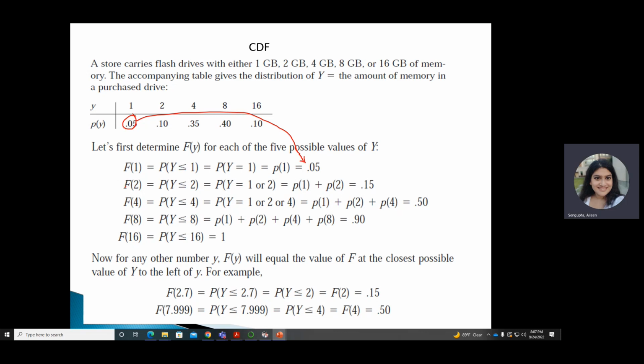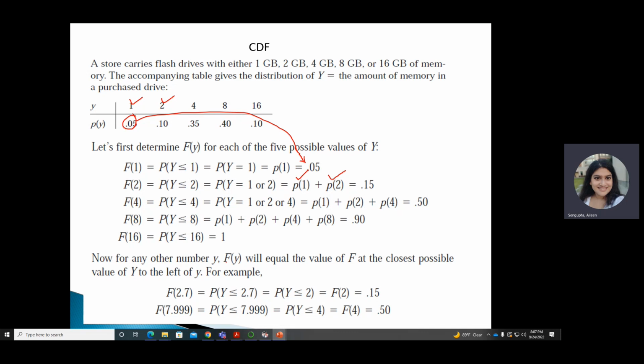So again, F of 2. Now F of 2 is basically, it can be F of 2 or it can be F of 1, both, right? So for y equals 1 or 2, we have to include everything that is in 2 and everything that is in 1, because both of the distributions are there. So that is why P of 1 and P of 2 are getting added. Similarly, 4 means 1, 2, and 4, so all of the 3 are getting added. Similarly, 8 and similarly 16.